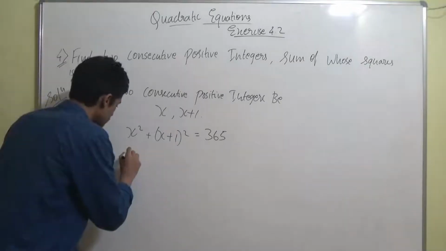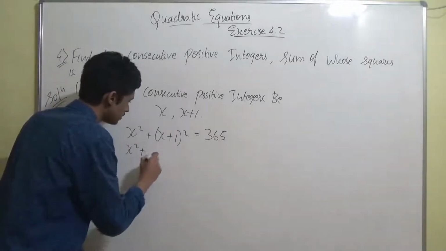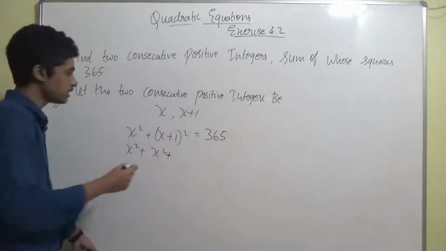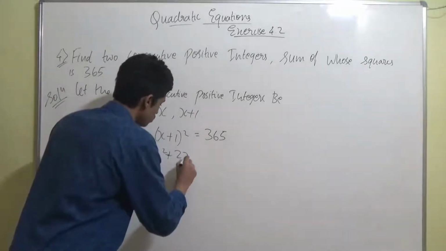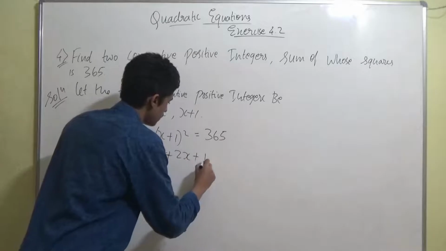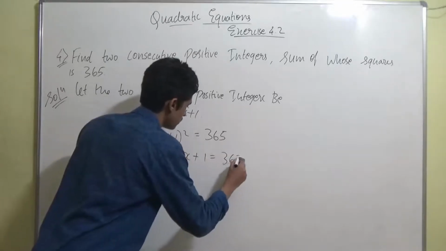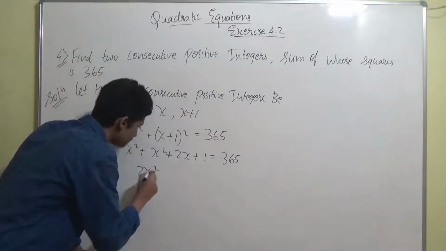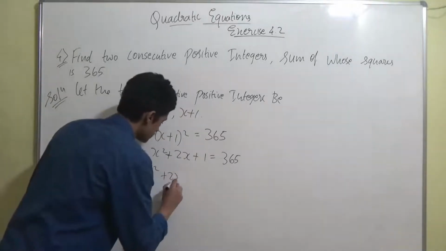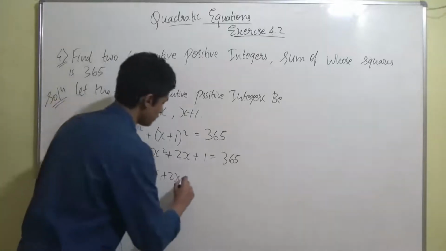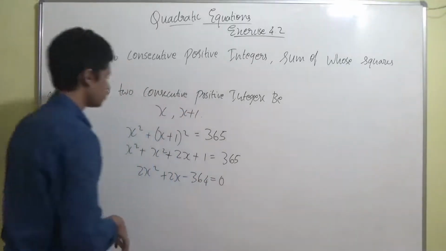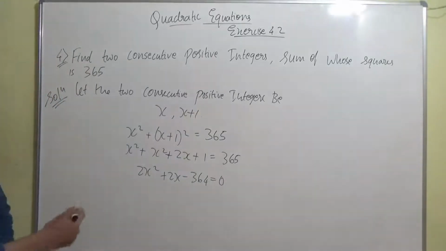Start expanding it. This becomes x square plus, this is like a plus b the whole square, right? a square plus b square plus 2ab. So x square plus 2x plus 1 plus x square equal to 365. Now I'll bring all the terms towards LHS. So it becomes 2x square plus 2x minus 364 equal to 0. So this is the equation.